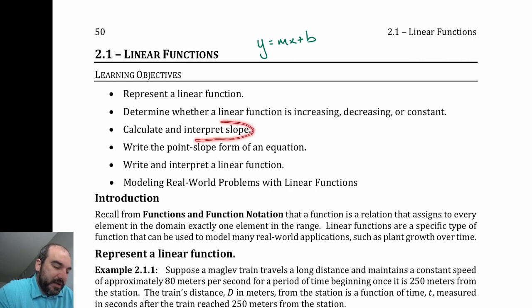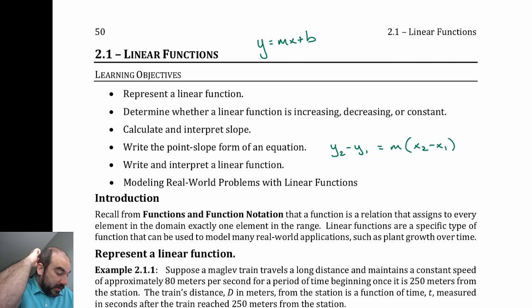We can calculate and interpret slope. The calculating is just going to tell us what the slope is, and interpreting is going to be more about what that slope represents in the scope of the problem. We're going to write a point slope form of an equation, which is not this one here. The point slope form of an equation is going to be y2 minus y1 equals m, which is slope, times x2 minus x1. So we'll use that to write the point slope form of an equation.